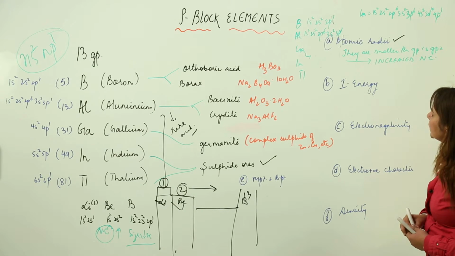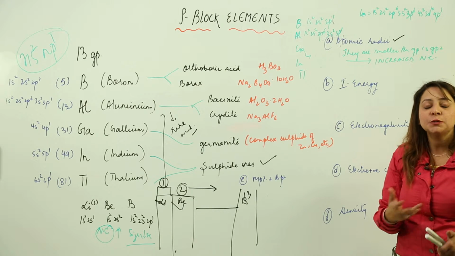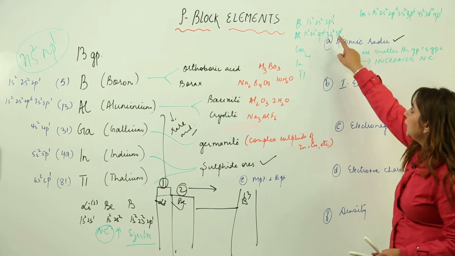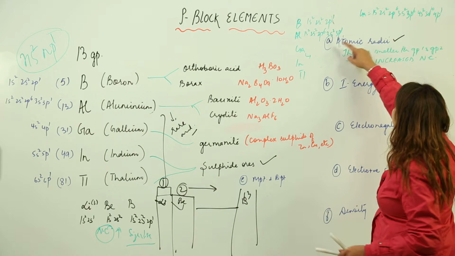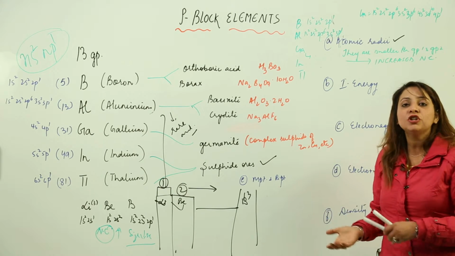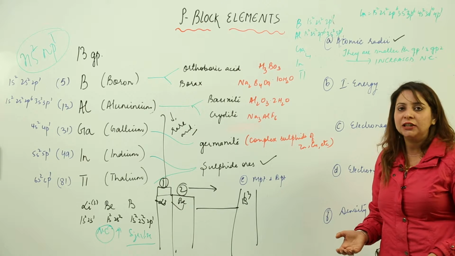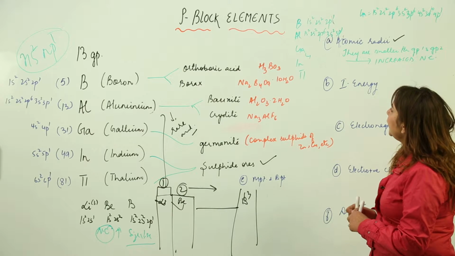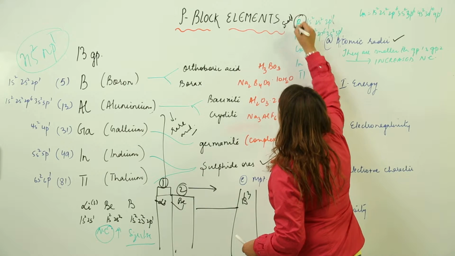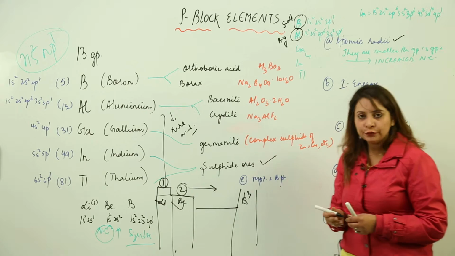So what we see is that as we are moving down, as per the expectation, the shells are increasing, because here the filling of the second shell is there, here the third, and here the fourth shell. Therefore, due to the increase in the number of shells, obviously the size goes on increasing. This is the expected increase. If we compare boron and aluminium, boron is smaller and aluminium is bigger, due to the increase in the number of shells.